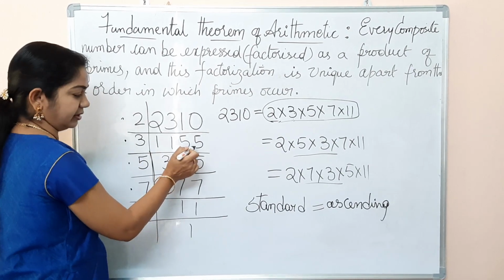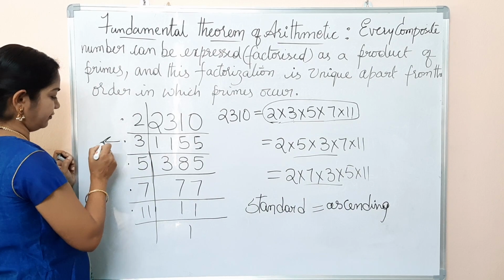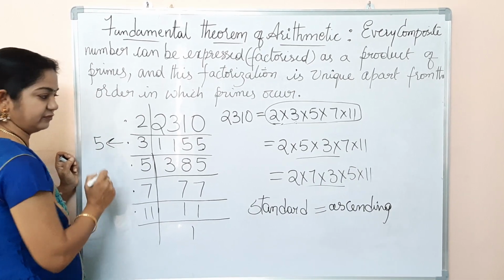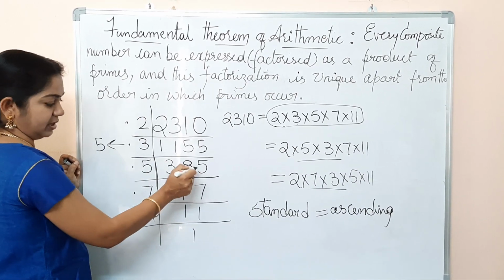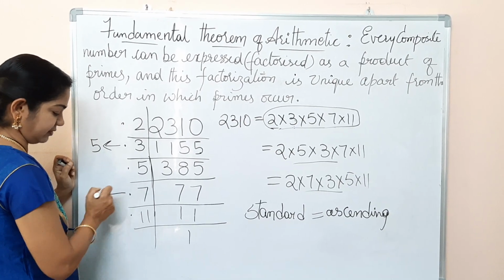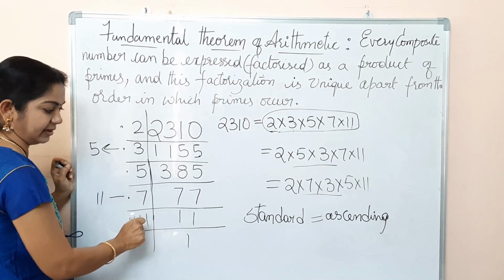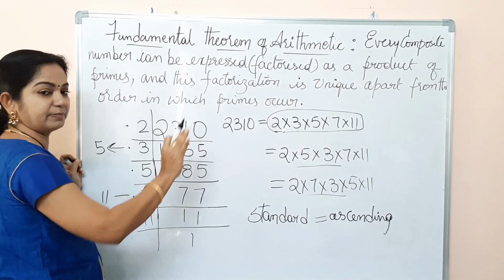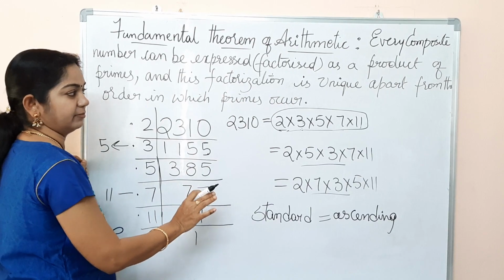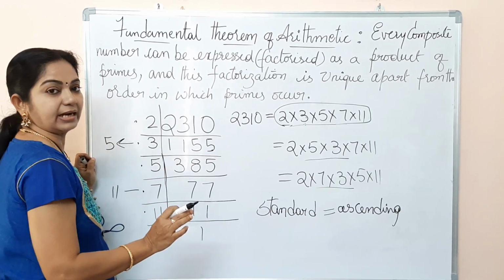I could have taken 5 here, since this is divisible by 5, to resolve it. And here also, instead of 7, I could have taken 11. But I haven't done that because I have followed a pattern, from the smaller prime to the bigger prime. For our convenience, this is a standard set.